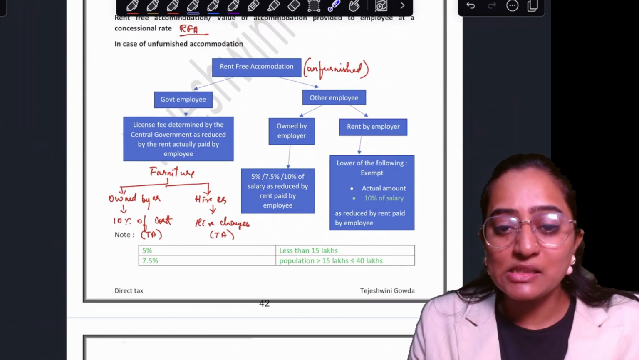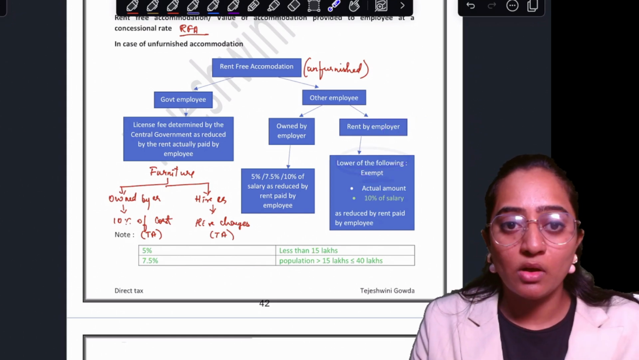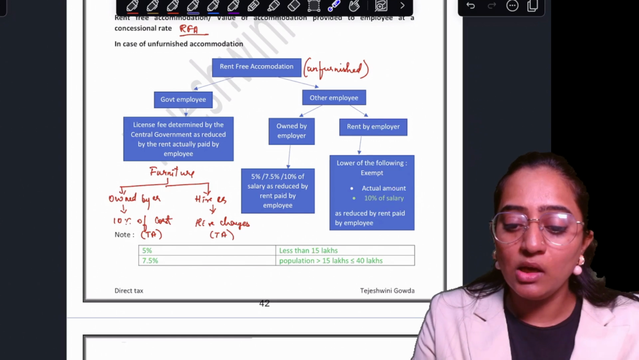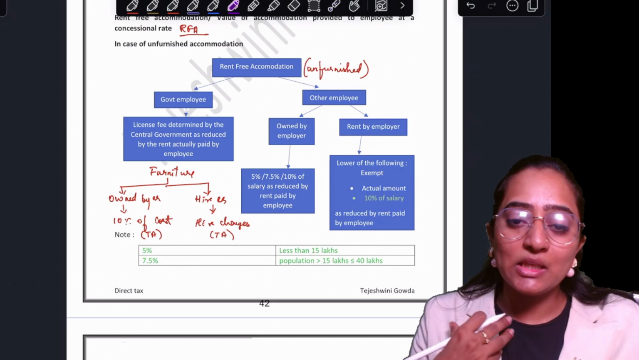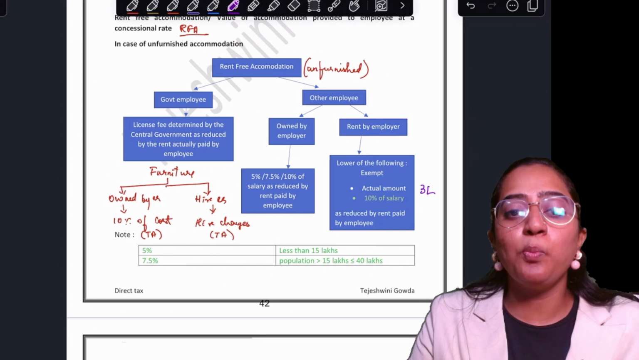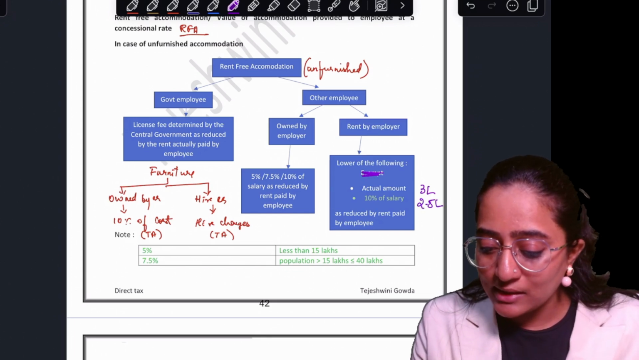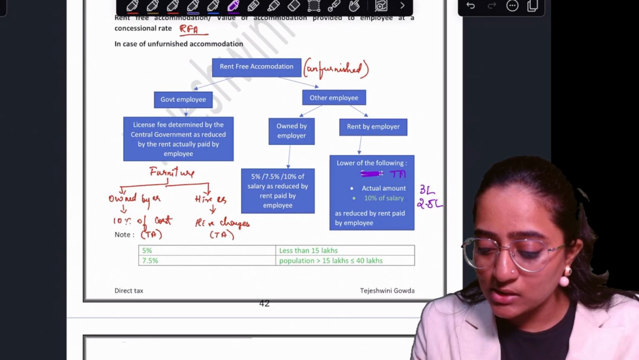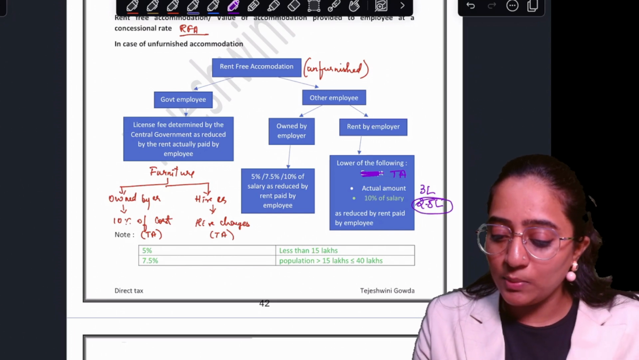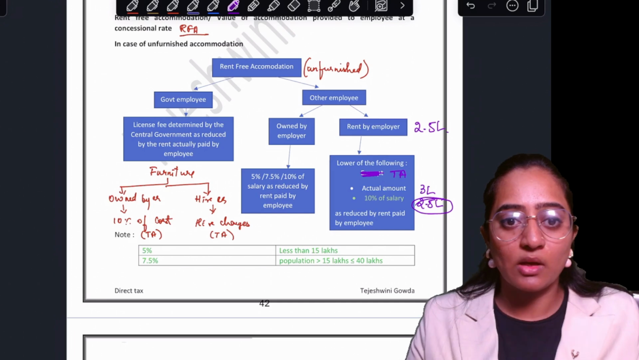Clear? Now, if it is rented by the employer, remember the lower of the following is taken: the actual amount or 10% of the salary. Suppose the employer has paid 3 lakh rupees as the actual rent, and suppose 10% of the salary is 2.5 lakh. The lower of the two, that is 2.5 lakh, will be considered as your taxable amount in case of rent-free accommodation. Clear?